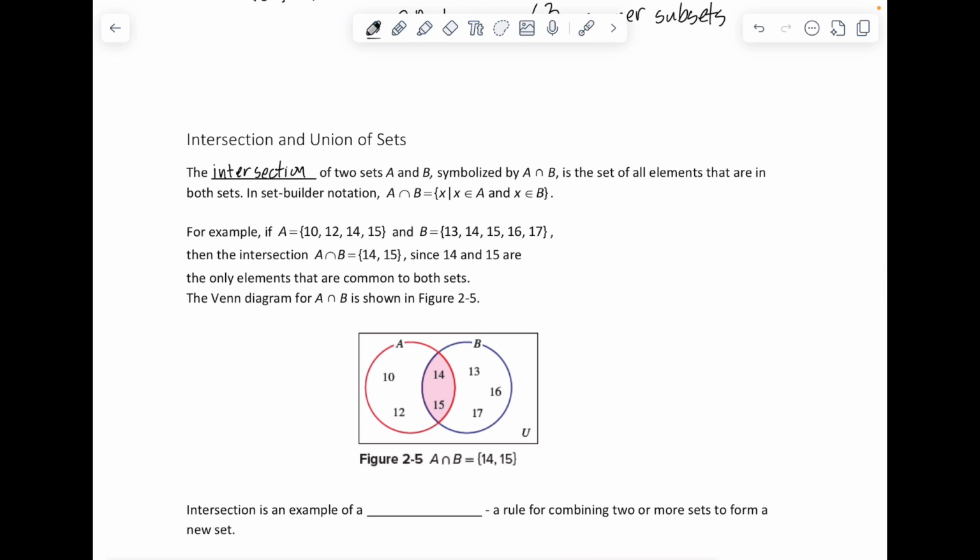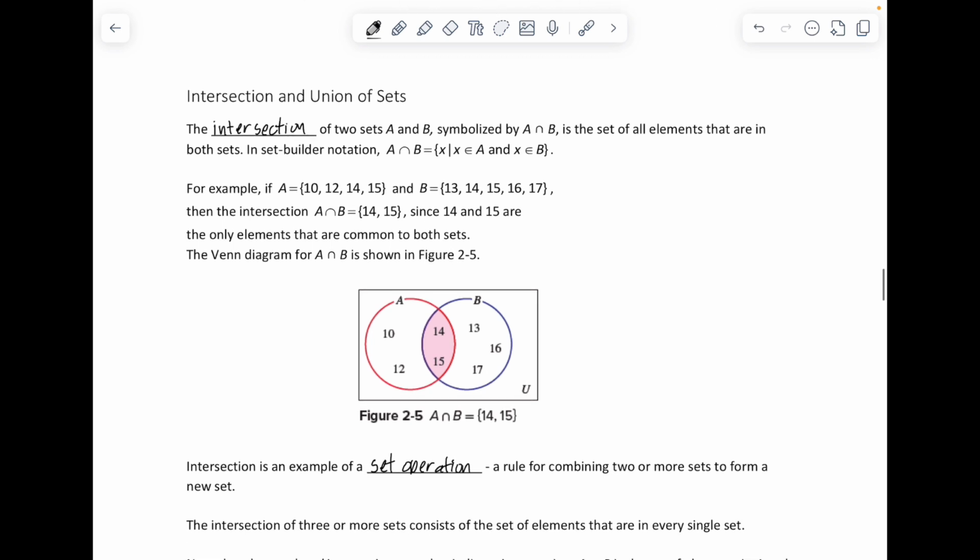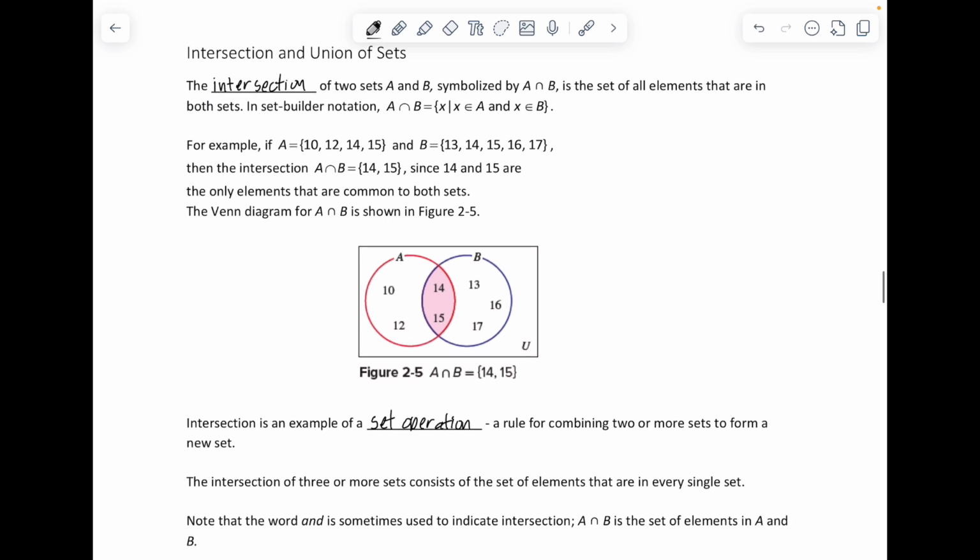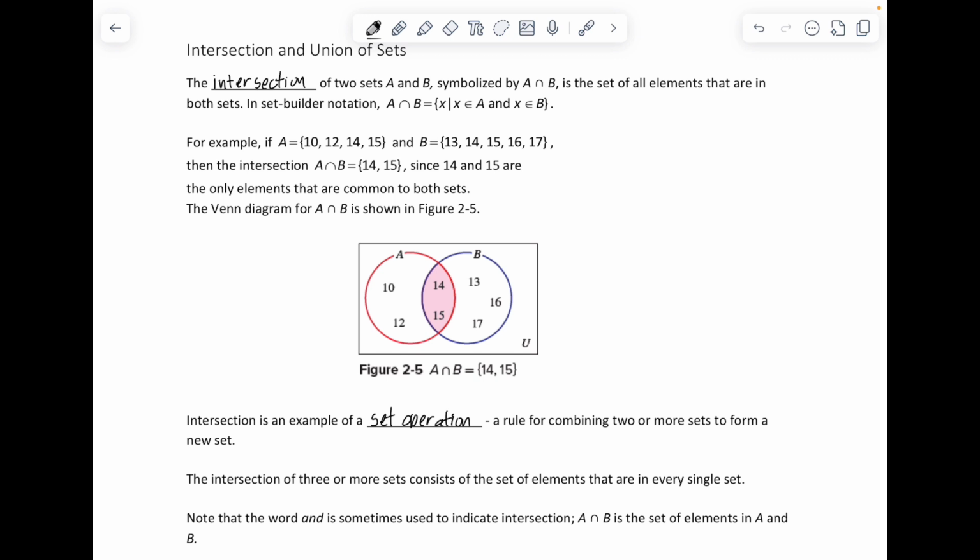Intersection is an example of what we call a set operation. This is a rule for combining two or more sets to form a new set. The intersection of three or more sets consists of the set of elements that are in every single one of the three sets. Note that the word "and" is sometimes used to indicate intersection. Okay? The intersection of A and B is the set of elements in A and also in B.